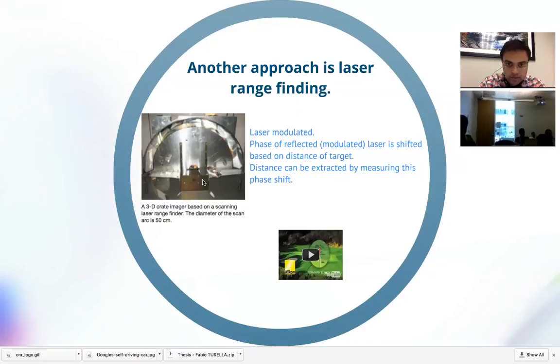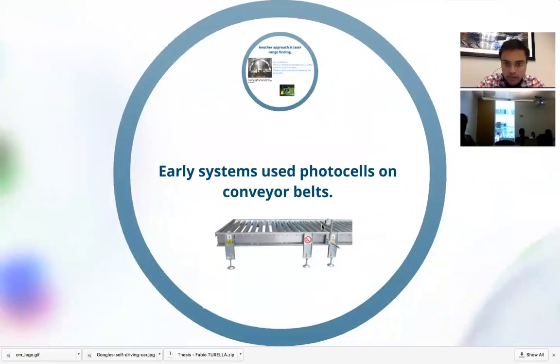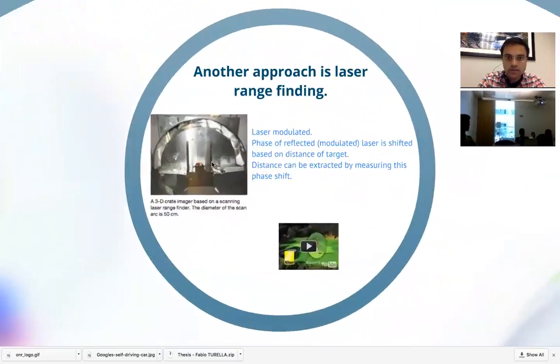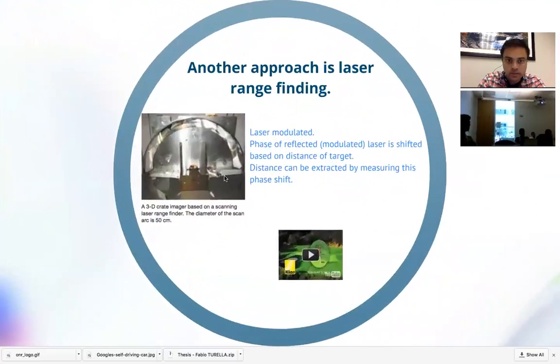In that case, if you simply put it on a conveyor belt and pass through, obviously you cannot see what's inside the crate, so you can't really measure it. So you need to have some way to do three-dimensional imaging. And that's what an example is shown here. This is essentially a scanning laser rangefinder.